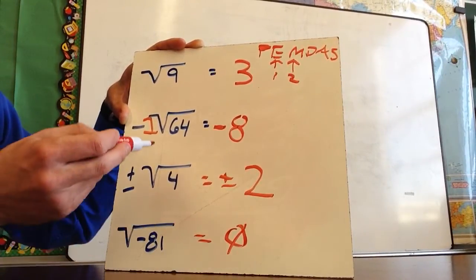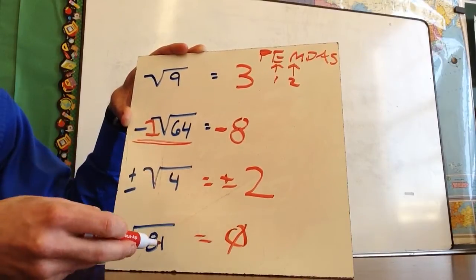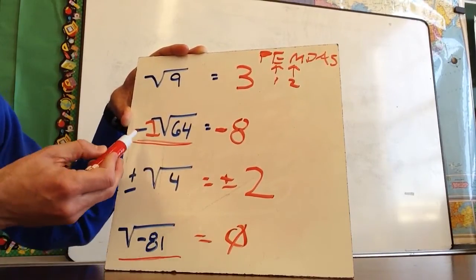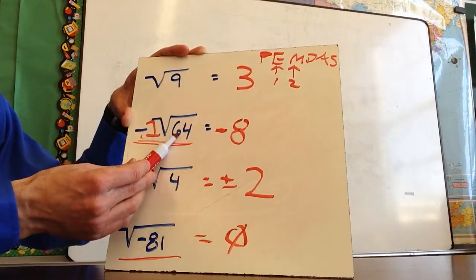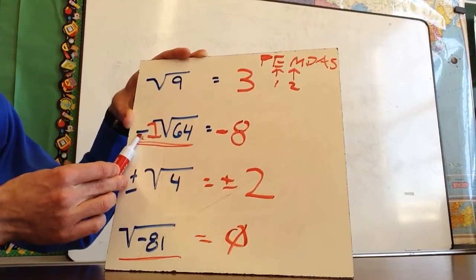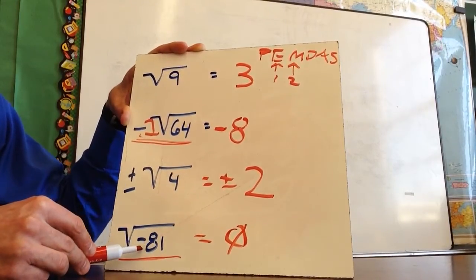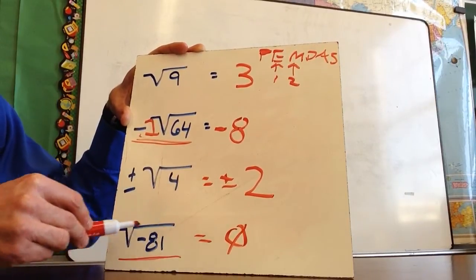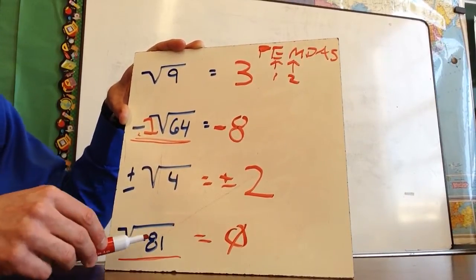So the key thing is to notice the difference between this problem and this problem, where the negative is on the outside. It's first the square root of 64 and then multiplied by negative 1, whereas on this one, the negative is on the inside of the radical, the square root sign, and so this one does not have an answer.